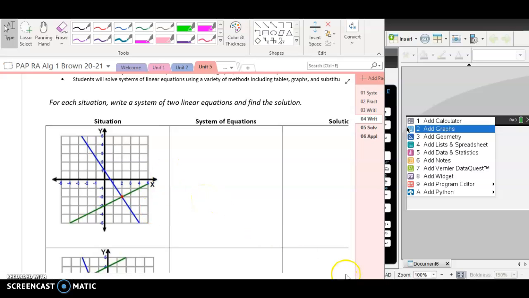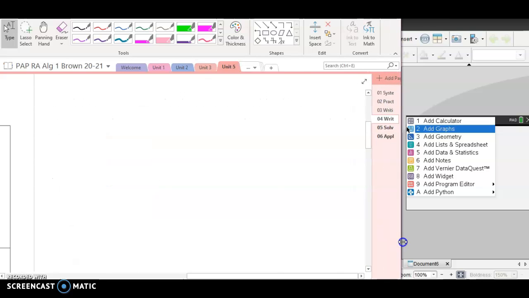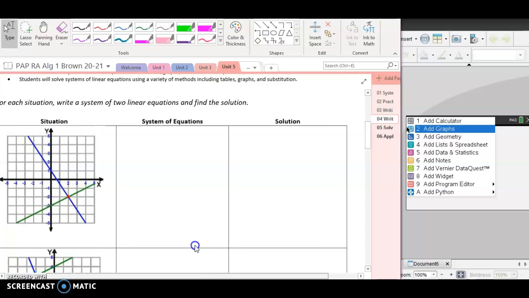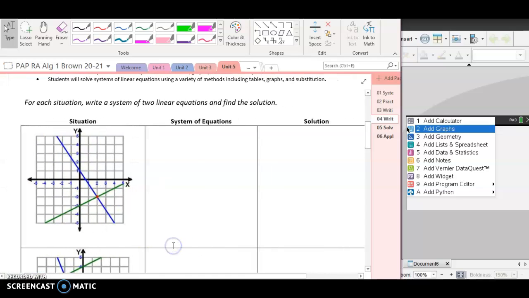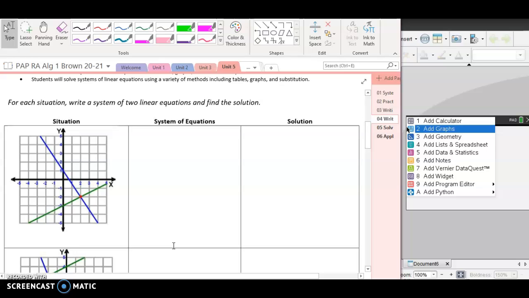Okay, so what we're going to do now is practice writing and solving systems. I'm going to do numbers 1, 3, and 5, and for your assignment, you're going to do numbers 2, 4, and 6. You're going to take a picture and upload those as your Canvas assignment.